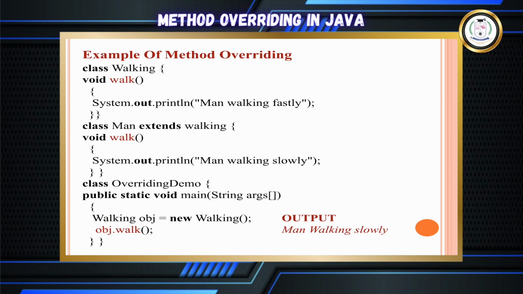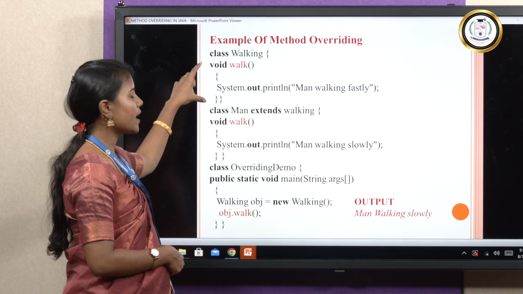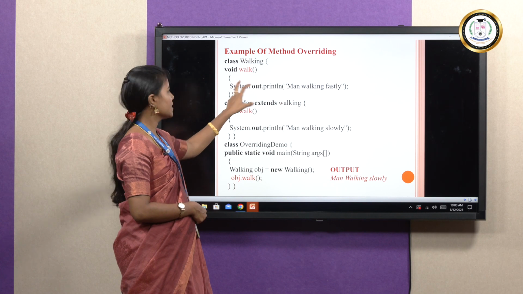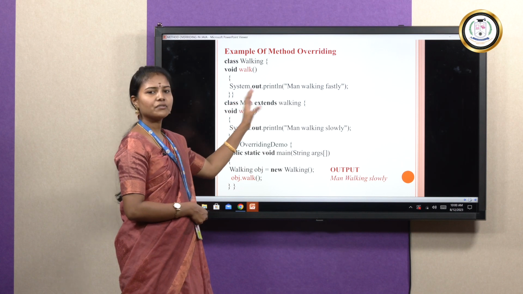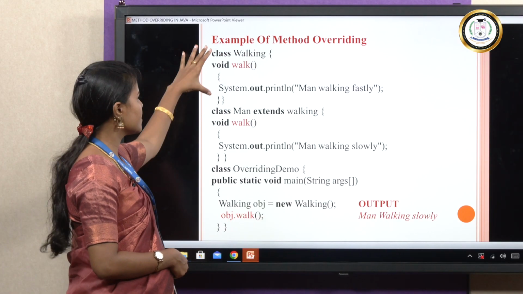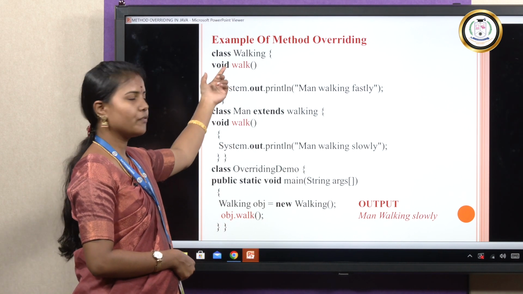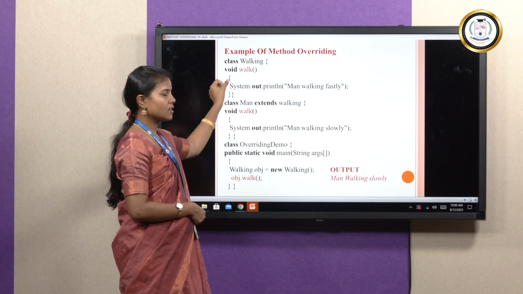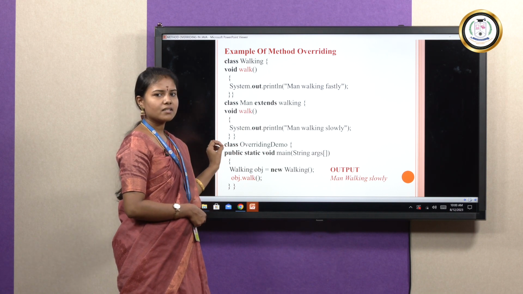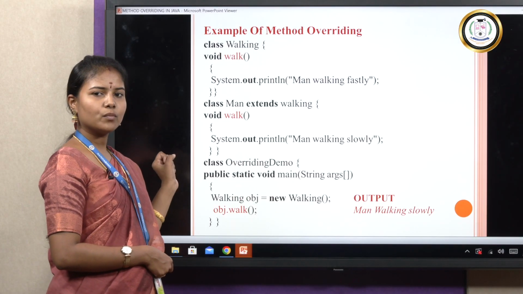Next, an example program. I keep it as a simple program. Let's see the example. One class name is Walking. Inside the class I write one method, void walk. Inside the method, it just prints the statement, man walking fastly. The next one is the subclass, and this is the parent class. The class Main extends the Walking class, that is the parent class. Here also void walk, the same method, just printing a statement, man walking slowly.